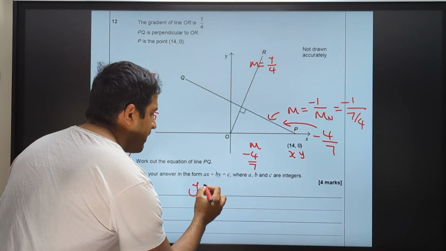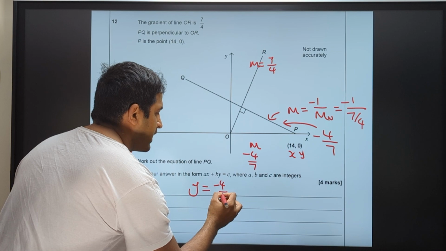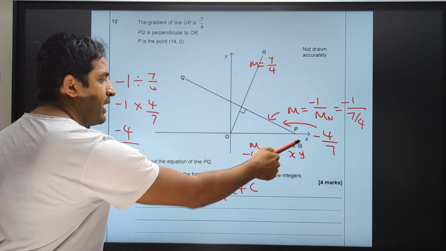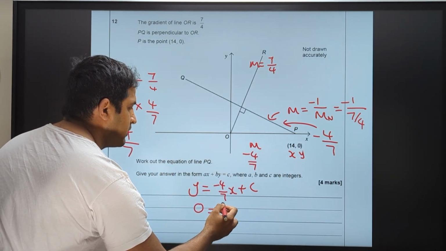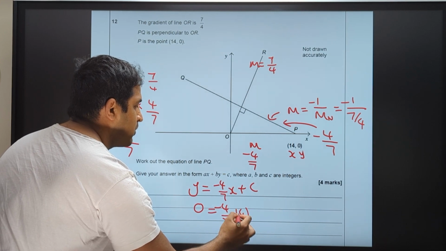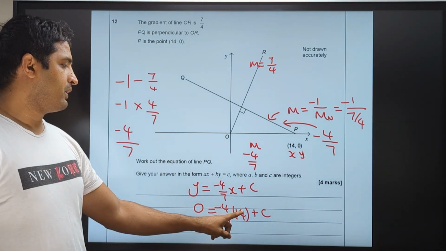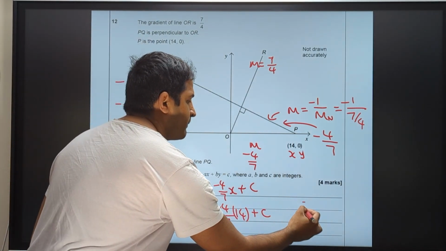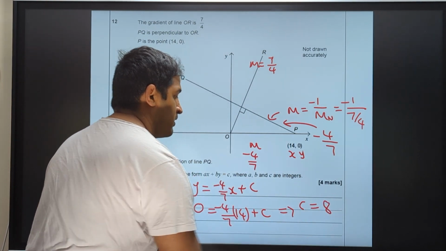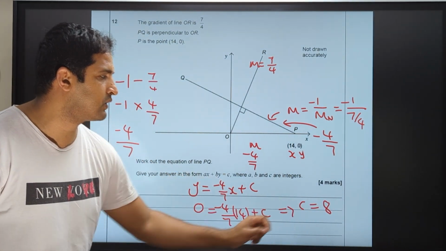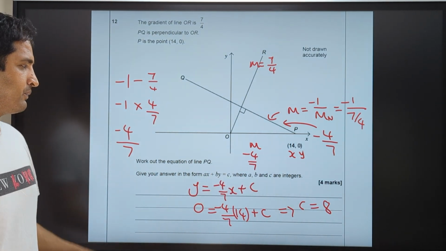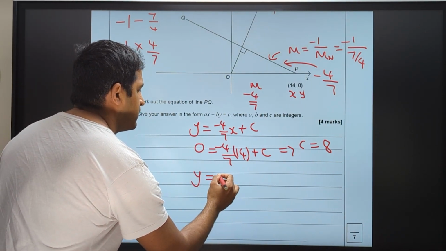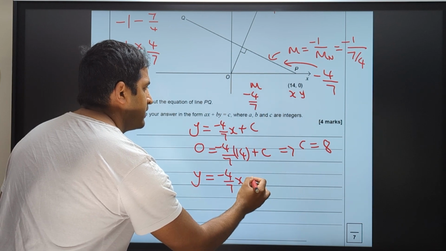So we're saying, okay, y is equal to negative 4/7 x plus c. We're trying to work out c using this point here, where x is 14, y has to be 0. So 0 is equal to negative 4 over 7 times 14 plus c. 7 goes into 14 twice, so we get negative 8 plus c gives you 0. So c has to be 8. When you do this calculation, we know c is going to be 8. So we worked out our equation. We can write it down now: y is equal to negative 4/7 x plus 8.